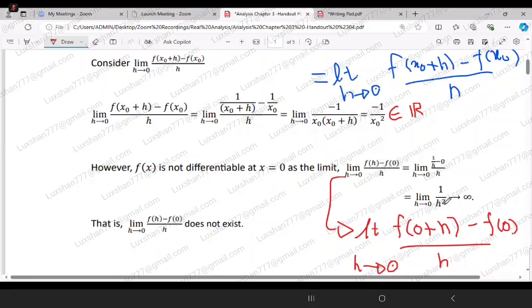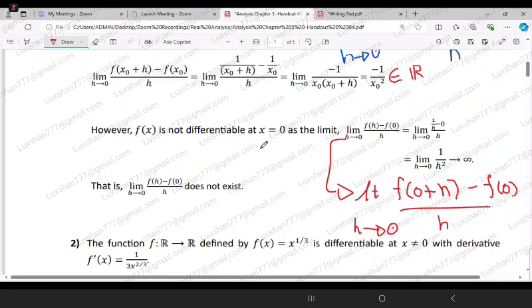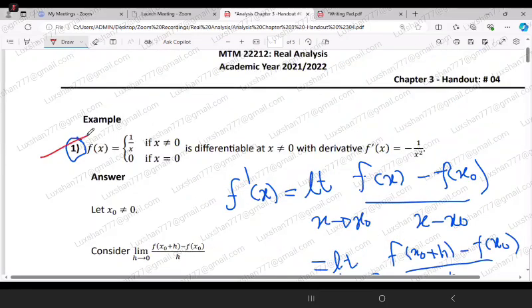Then you just substitute the value and we get 1 over h squared, as h tends to 0. If you evaluate this limit, obviously this expression goes to infinity as h tends to 0. Therefore, since it goes to infinity, the limit does not exist. So this limit does not exist when x equals 0. Therefore, we can conclude that the function is not differentiable at x equals 0. Okay, so that was our first question.